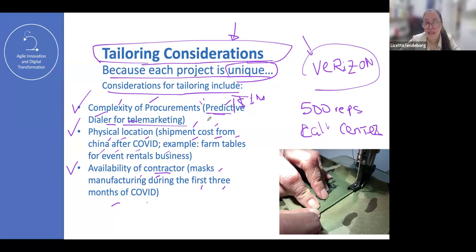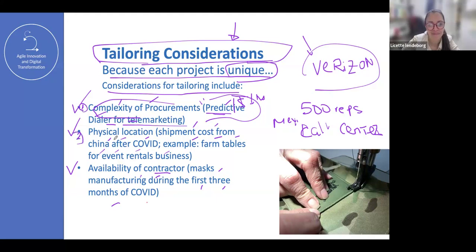For this specific situation, we visited Mexico and different countries. Why? Because it was very complex. We were not supposed to make a decision just through telephone conversations. No way. So we went to visit specific call centers in several countries. That was a tailoring consideration for us, to physically visit those call centers. This is example number 1: a very complex procurement.